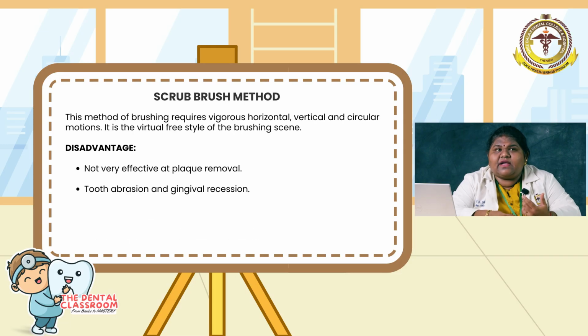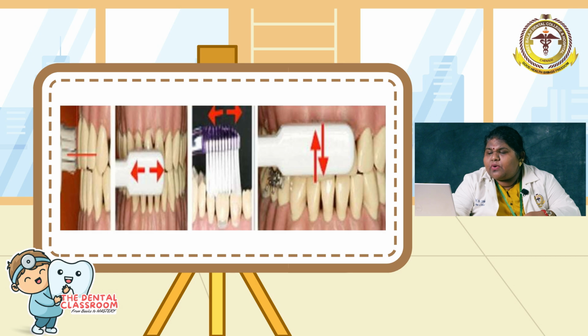So the next is the scrub brush method. This method of brushing requires vigorous horizontal, vertical and circular motions. It is the virtual freestyle of brushing technique. So the disadvantages are that it is not very effective at plaque removal. Tooth abrasion and gingival recessions are common in this technique. The picture shows you how the scrub method can be done on the tooth.